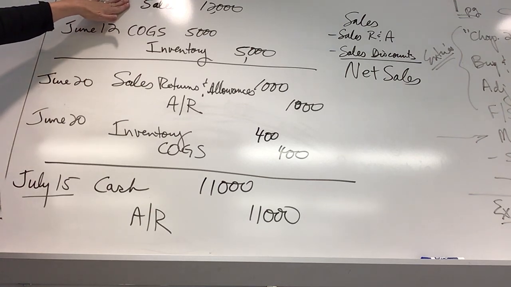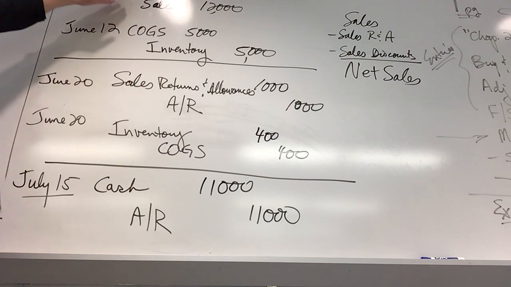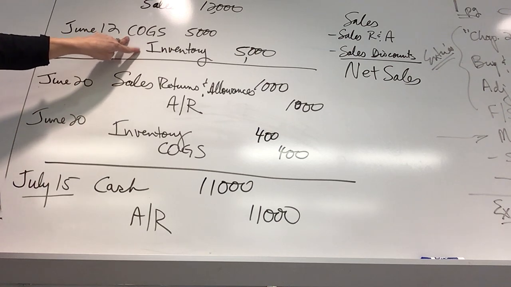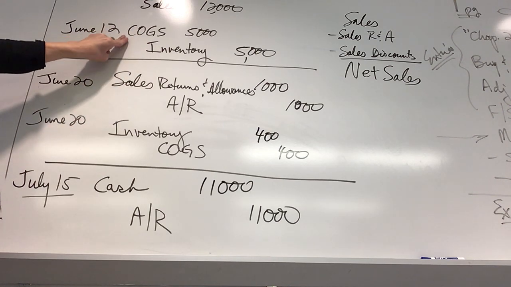Now, the sales price has to do with what your customer sees, right? This is the sale, this is what they pay, and this is how much they owe us, and they're going to pay us later. So this has to do with the sales price. The cost of the goods sold goes with inventory and cost of goods sold.